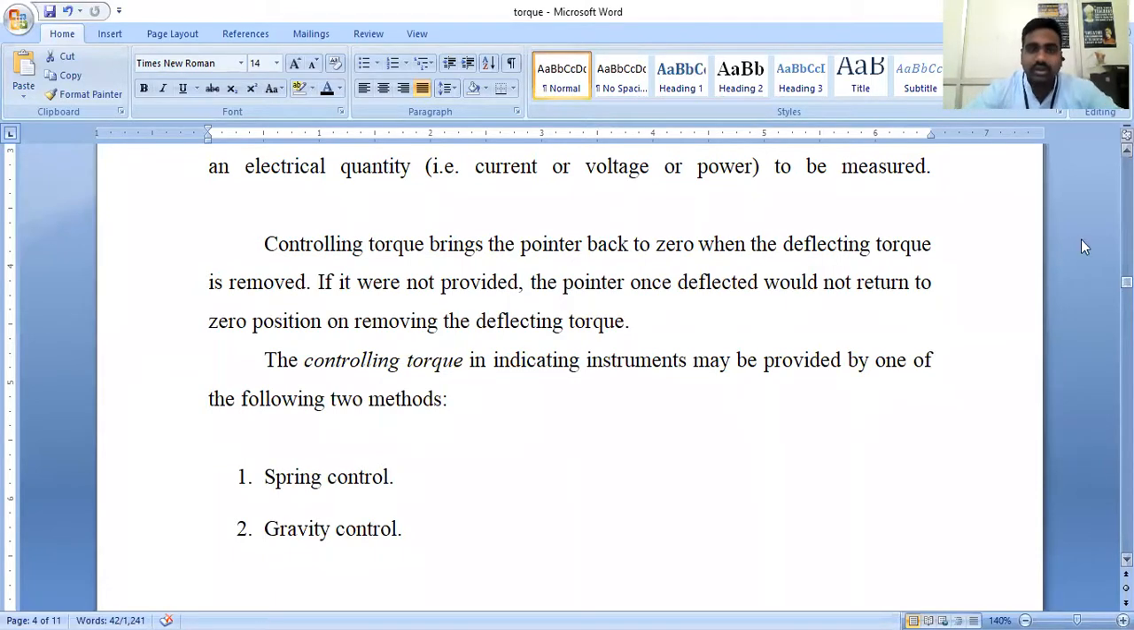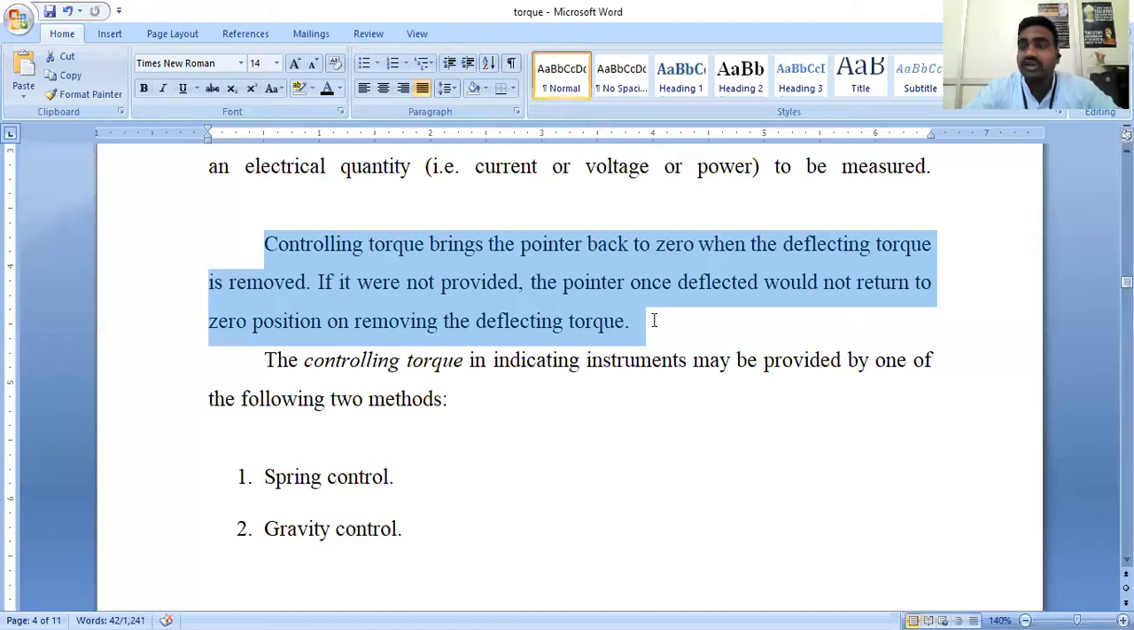Okay, that means the controlling torque will bring back the pointer to 0 when the deflection torque is removed. At what particular condition is the deflection torque removed? The deflection torque is removed when the power is 0, when the power is off. When the supply is in off condition, the deflection torque is 0. When the deflection torque is 0, what I'm saying here is, the controlling torque is equal to the deflection torque.